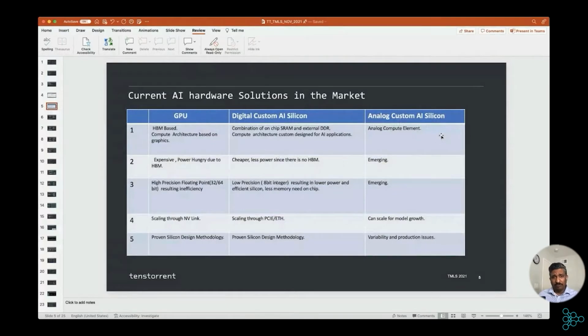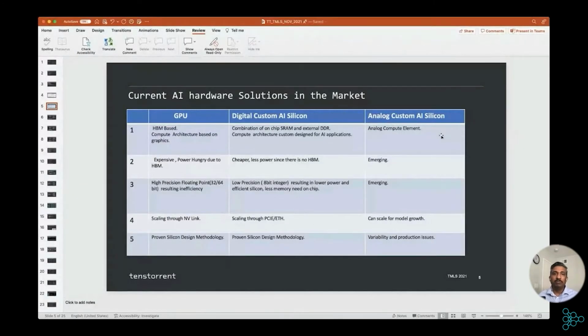So currently, if you look at the market, there are GPUs, there are custom AI silicon like Tenstorrent and a whole lot of other companies. And also there are analog photonics-based compute, which are also emerging these days, which are trying to scale, which are trying to address the model growth from a different angle. If you look at GPUs, primarily they are HBM-based. There is a high bandwidth memory. And the baseline computer architecture really evolved from graphics. It's just that people stumbled upon that GPUs can take care of the machine learning workload.